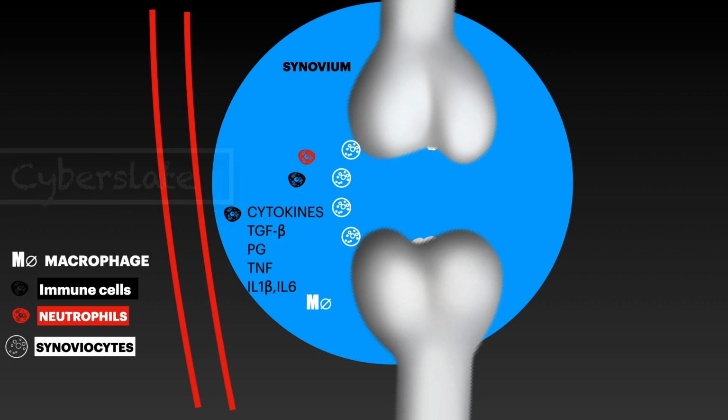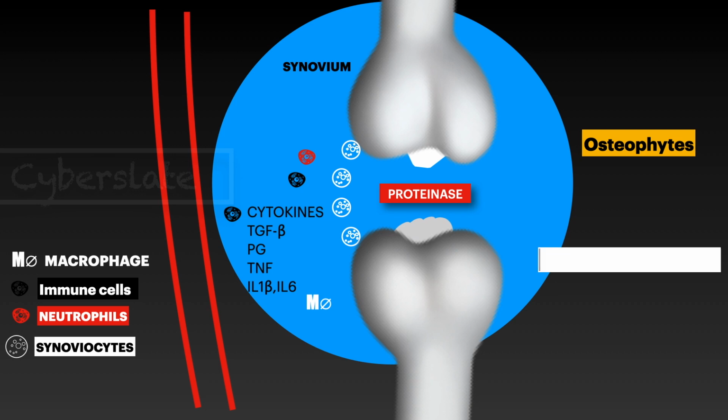Now, increased concentration of these mediators stimulates synoviocytes to produce proteinase. And this proteinase, along with MMPs, is responsible for degradation of cartilage. Now there are osteophytes, which are mushroom-shaped bony outgrowths that grow on the margin of the articular surface. And subchondral sclerosis, which is thickening of the subchondral bone, can also be seen.